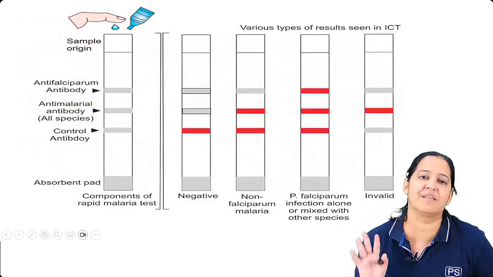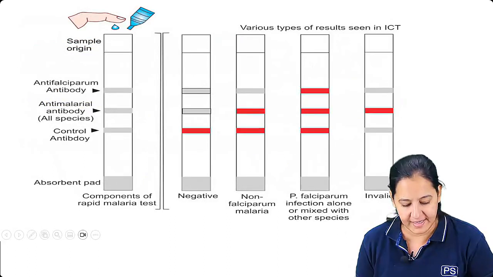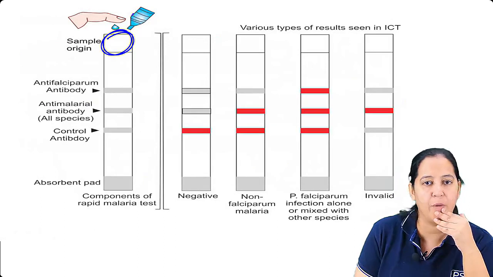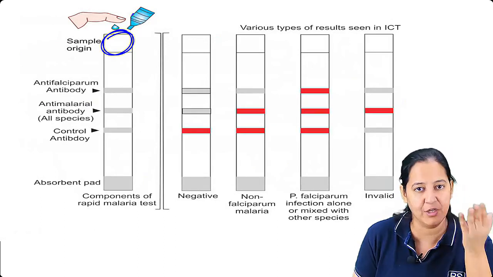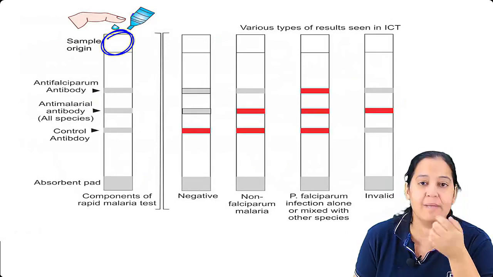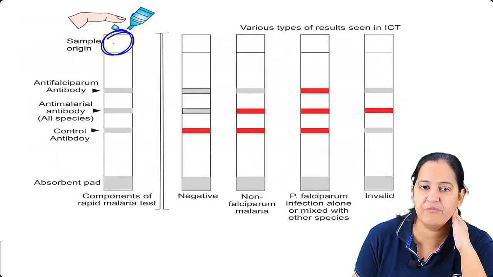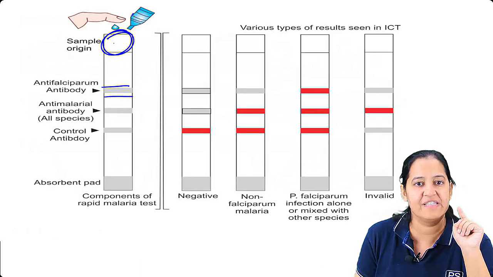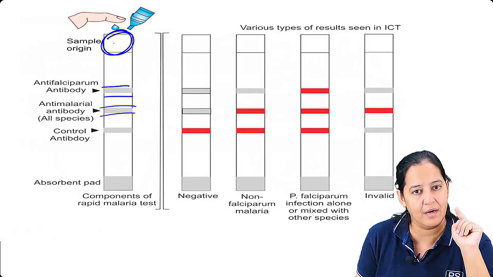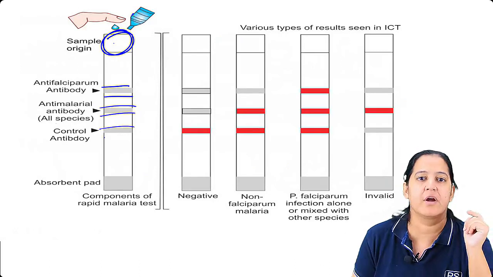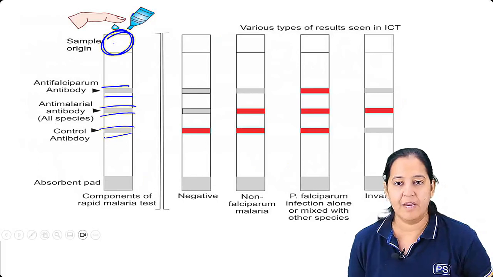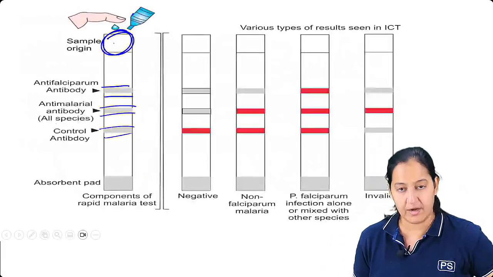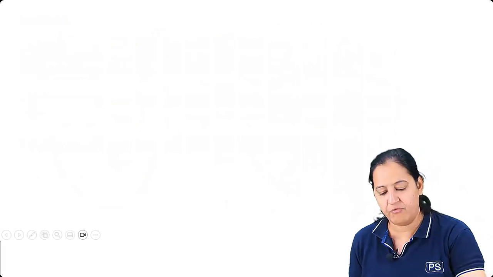Based on this principle, there is a kit designed. It is already designed. So what do we do? Here you put the sample, a few drops of your patient's blood, just like putting urine drops in a pregnancy kit. Once you put the few drops, you have 3 strips here. The first strip is anti-falciparum. The second is all species. And the third is control. Let me tell you the possibilities. There are 4 possibilities. Let me draw 4 kits for you.